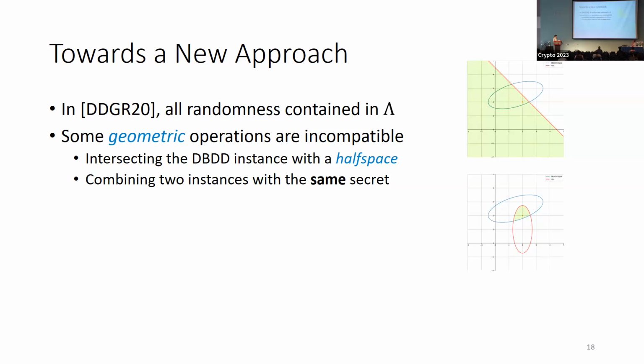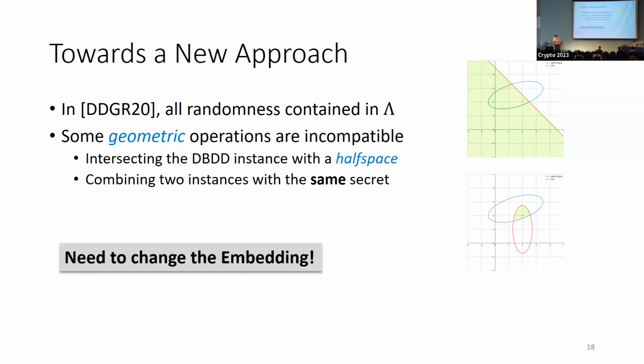In particular, when you're doing this half space intersection, a lattice is an infinite object. You can't suddenly cut it in half. You can't say, oh, I only have half the points of my space. It's not a lattice anymore. And so you can't really define a basis in the same way that you would for it. And that's quite unfortunate. So we need to change this embedding.